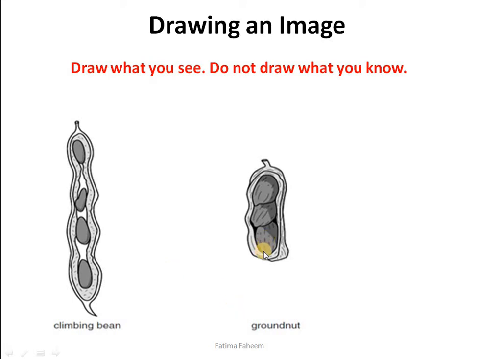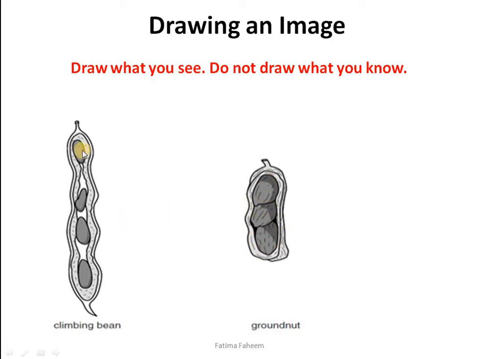And we also know that this is not a hard strict rule that every time a climbing bean would have 4 seeds. But when you are given a diagram, when you are replicating it, you will have to draw whatever you are seeing in the image. You don't have to put your own information into that. So if this pod or the fruit is containing 4 seeds, when you draw this fruit, you will make only 4 seeds. Here, if you are asked to draw this groundnut, you will make only 3 seeds.